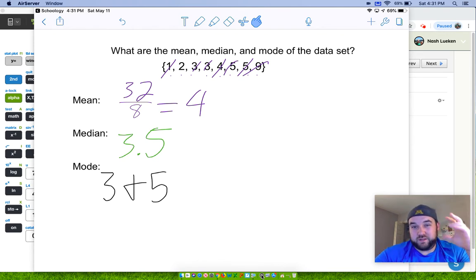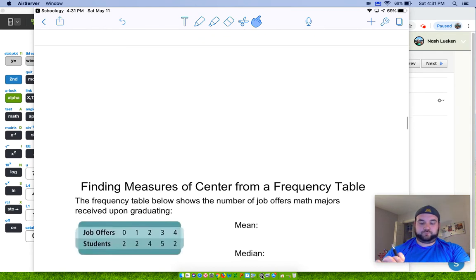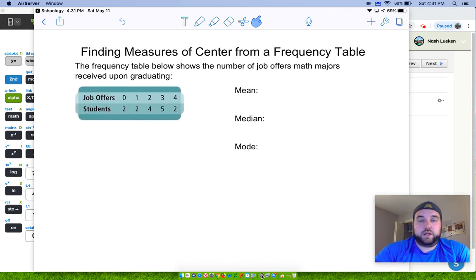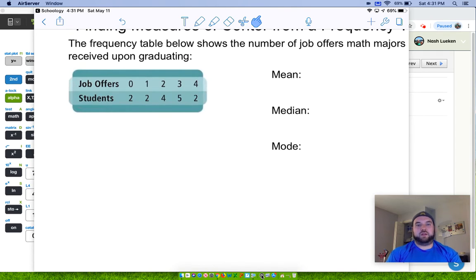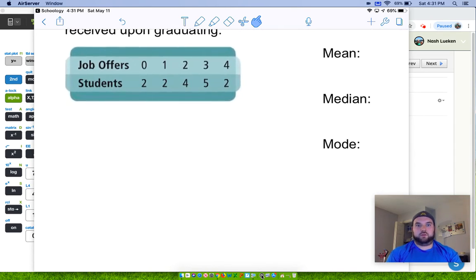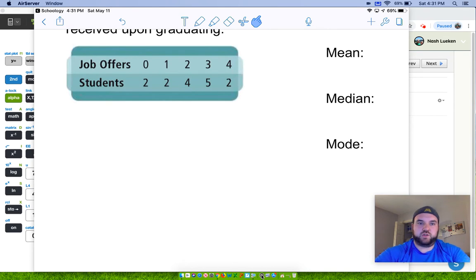Again, just different ways to measure the center, but all of those values are in the same ballpark, which is good. Okay, so another way that data can be displayed is in what's called a frequency table. If you look at this, this shows the number of job offers math majors received upon graduating.